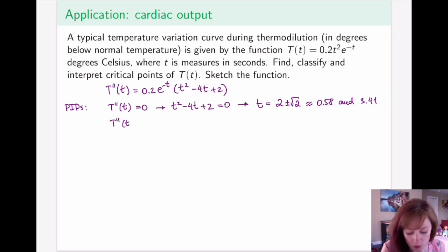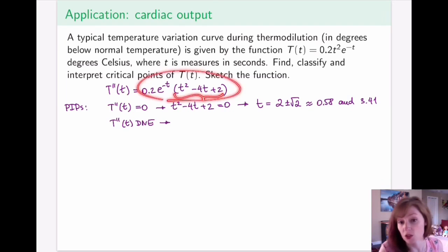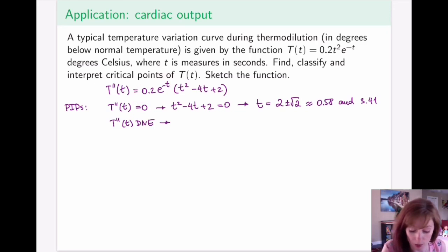And then the second derivative does not exist. Once again, we have to look at our second derivative here. We notice that this part is just a polynomial, so you can plug in any number, and you can, of course, compute an exponential function at any number x, or t in this case, sorry. So this produces no solutions.